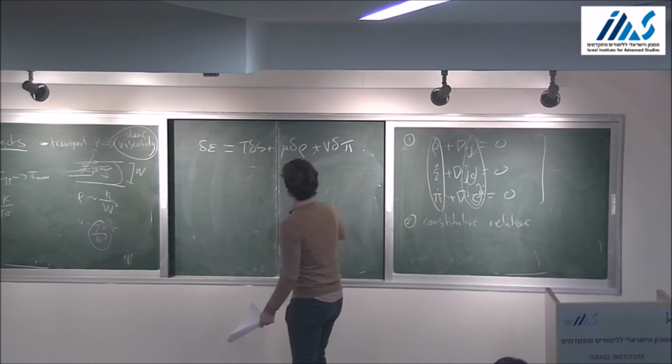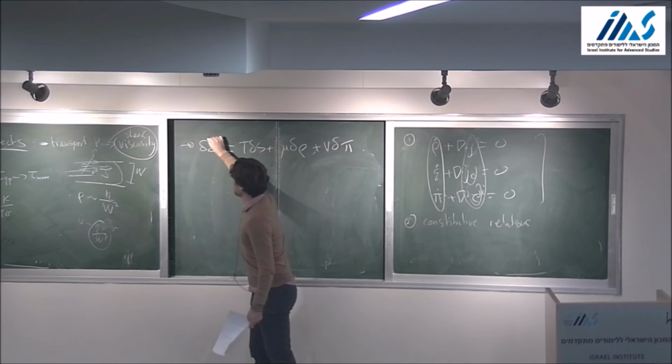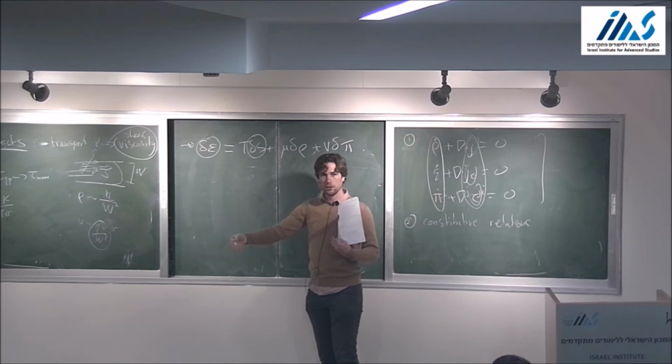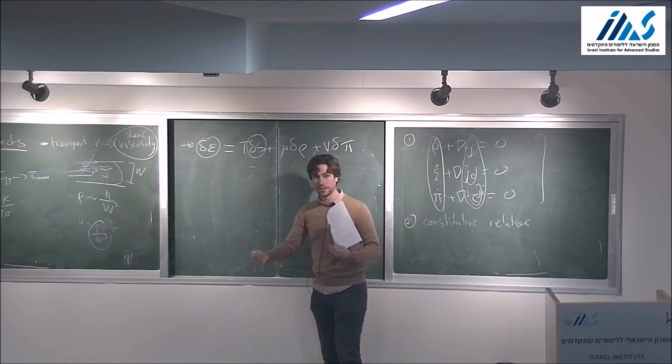So we're going to use this formula for two things. Firstly, we're going to trade fluctuations of energy for fluctuations of entropy, because entropy is more directly connected to the temperature. When we apply a temperature gradient, it creates an energy flow, but it's better to think of it as a heat flow or an entropy current. So it's going to be nicer to think in terms of entropy.